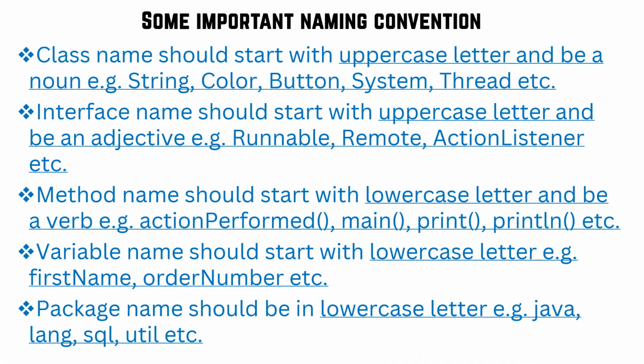So this is a couple of important naming conventions you can remember. Whenever you are creating a class, make sure that it starts with uppercase. Interface names, you can start with uppercase. In case you are creating a method, it should start with lowercase. In case you are creating a variable, it should again start with lowercase.